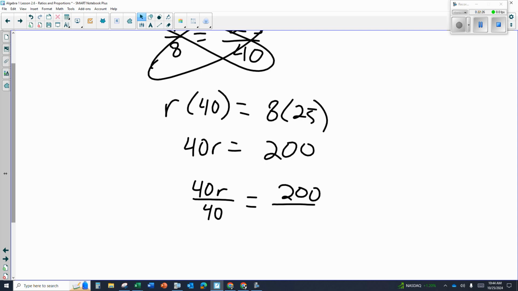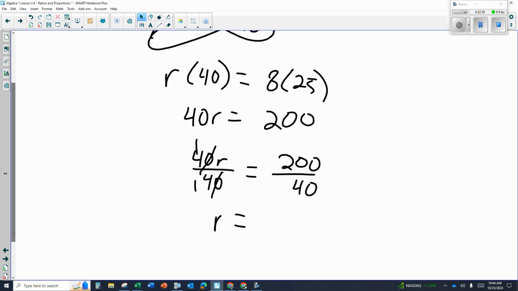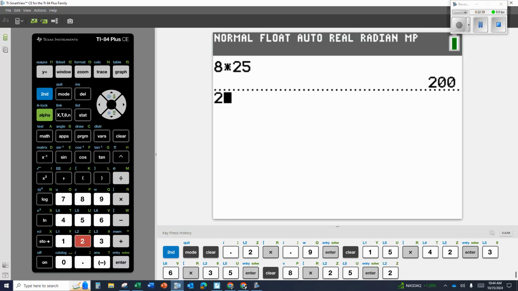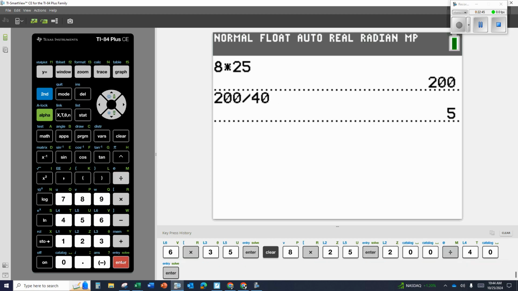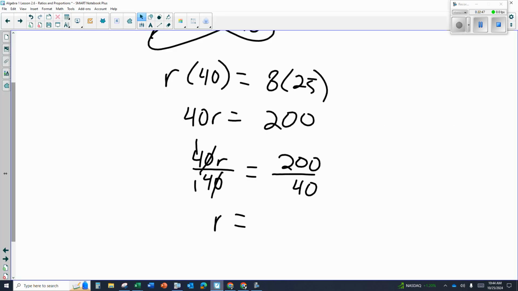Whatever you do on one side, you do to the other. So 40 divided by 40 simplifies to 1 over 1. R is equal to the quotient of 240. So 200 divided by 40 is what you would put. 200 is the numerator. Type that first, divided by your denominator. Type that after the divide sign. So 5. 5 is the answer for R.